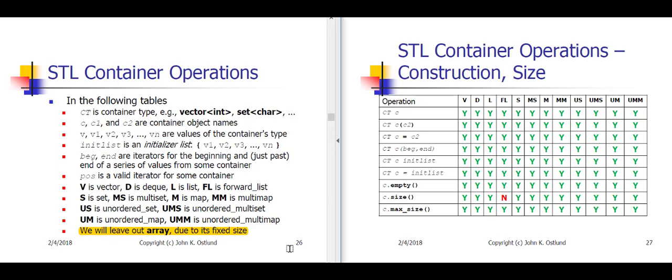The first 4 columns are for sequence containers: vector, deque, list, and forward list. The next 4 columns are for associative or tree containers: set, multiset, map, and multimap. And the final 4 columns for the unordered containers: unordered set, unordered multiset, unordered map, and unordered multimap.